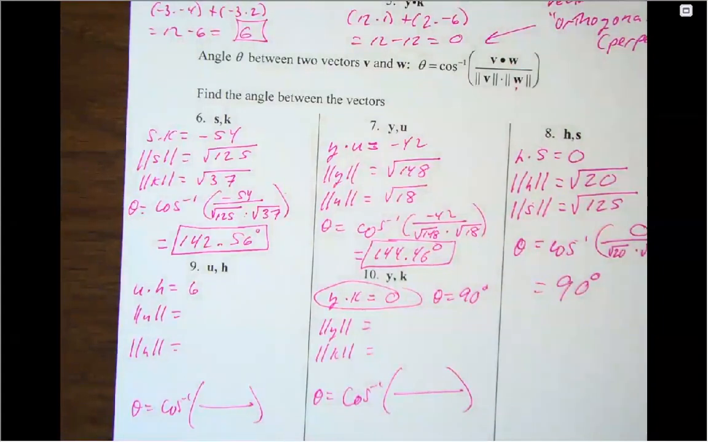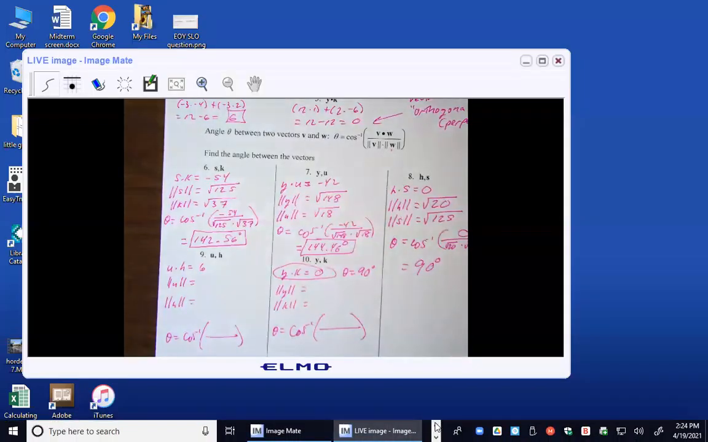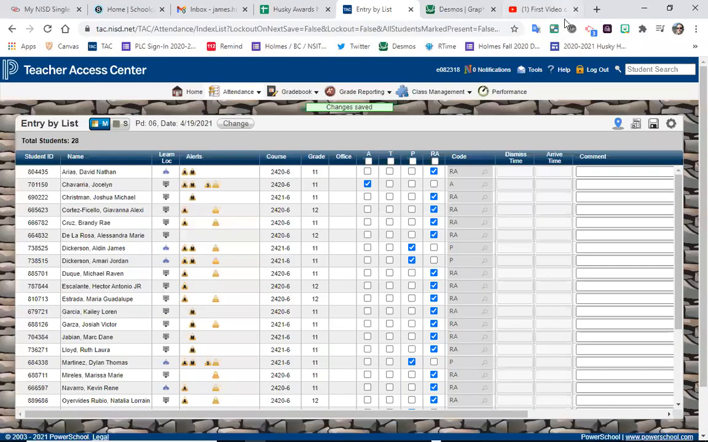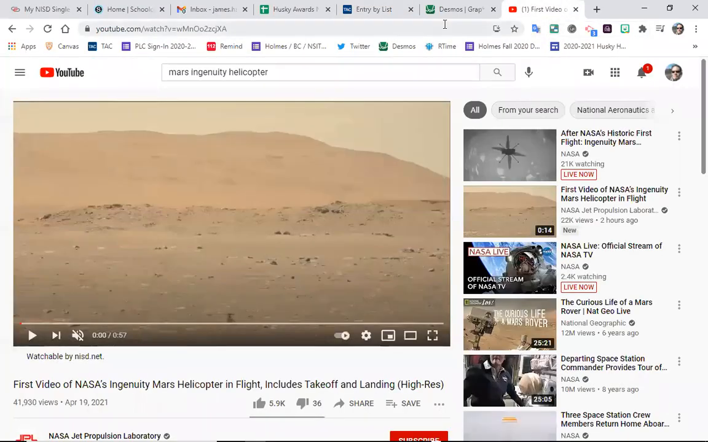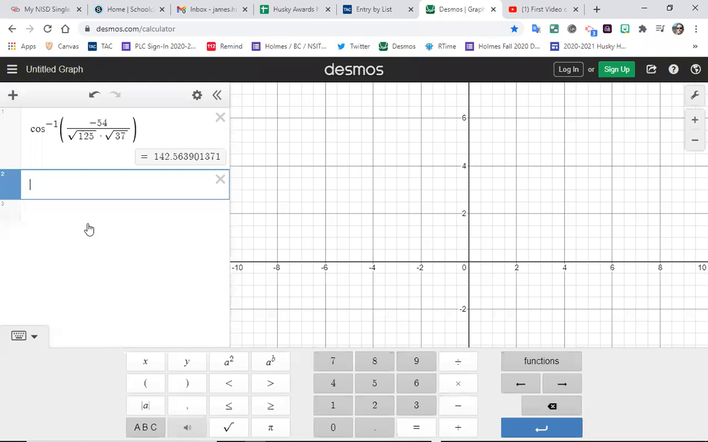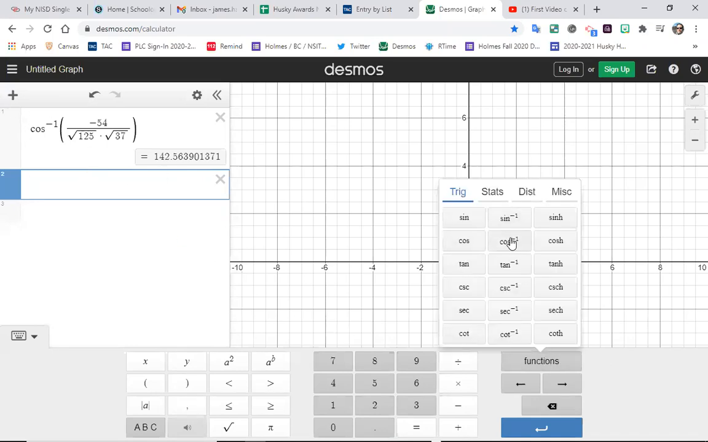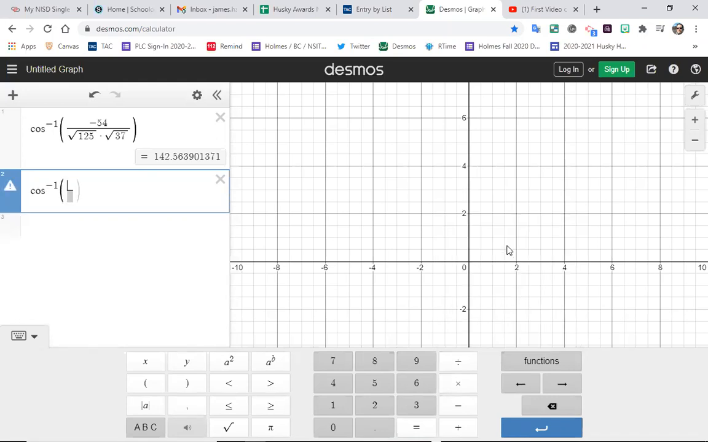Yeah, so remember, it's the inverse cosine, right? When you put it in Desmos, let me show you what it looks like real quick. Oops, wrong one. There it is. So you put it in Desmos, it's going to look like this. This is the first one we did. To get that cosine inverse, use the little functions key, cosine inverse, make a fraction.